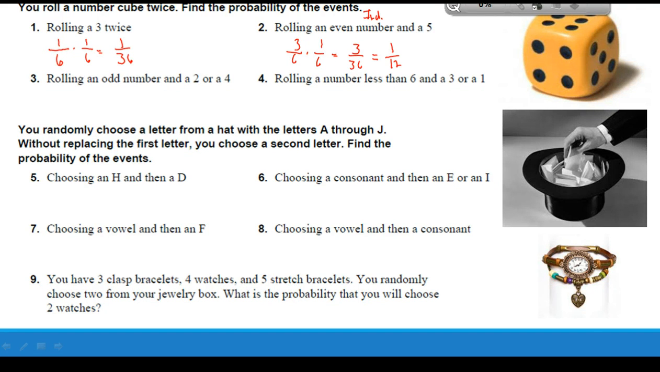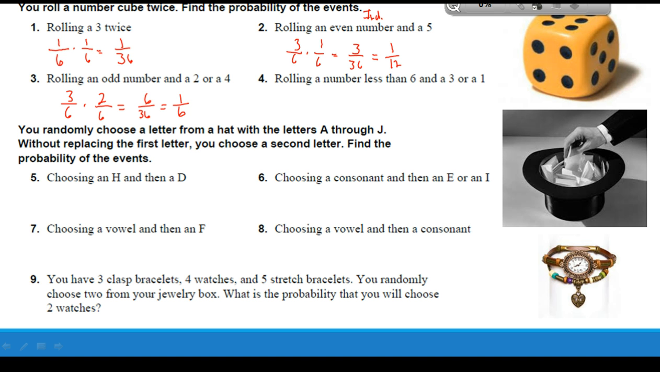1/12. Okay, rolling an odd and then either a 2 or a 4. So an odd, there's 3 odds, 1, 3, and 5, and there's 6 total. And then rolling a 2 or 4, there's a 2 and a 4, so there's 2 good outcomes out of 6 possible outcomes. So that'd be 6/36, which is 1/6.